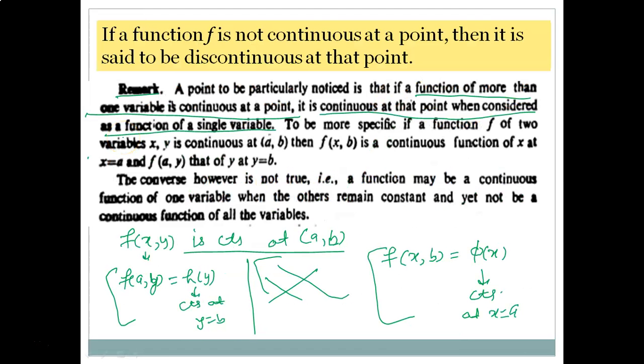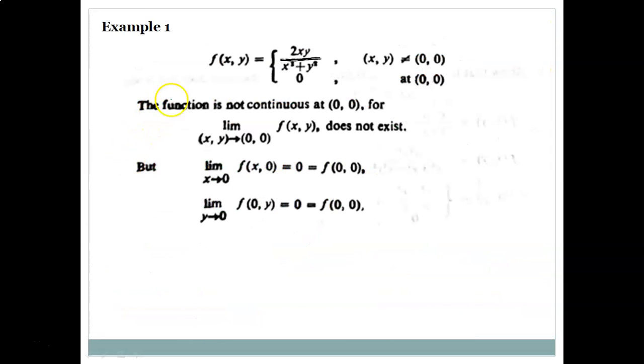Now corresponding to this remark, we can see this example 1. Here you can see, we have the function f(x,y) equal to 2xy divided by x square plus y square, when (x,y) is not equal to (0,0), and the value of the function is 0 when (x,y) equals (0,0). That means f(0,0) is simply 0. The meaning of the second part is this one. And the meaning of the first part, whenever (x,y) tends to (0,0), the value will be considered like this.